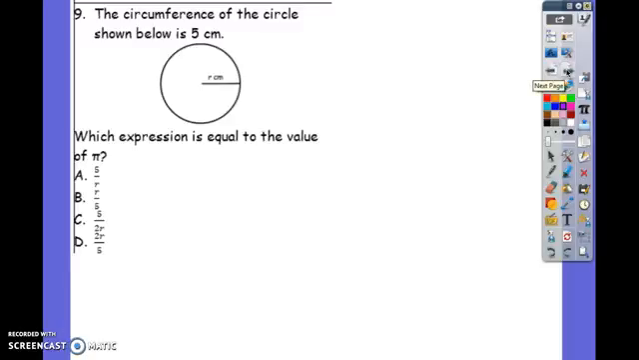Number 9. The circumference of the circle shown below is 5 centimeters. Which expression is equal to the value of pi? So what I'm going to need to do is find my formula for circumference. Look at your formula chart. Circumference is equal to 2 pi r. We want to use the one with the radius because we are given the radius. So we have the circumference is 5.